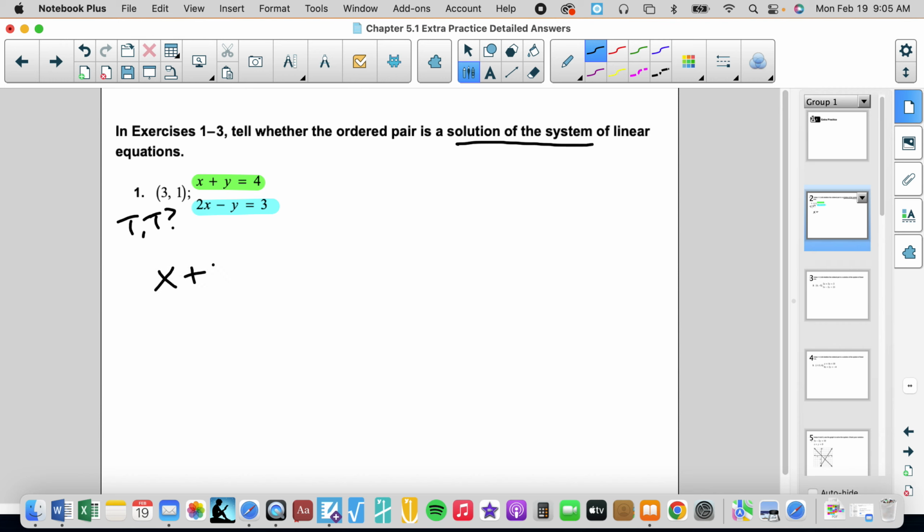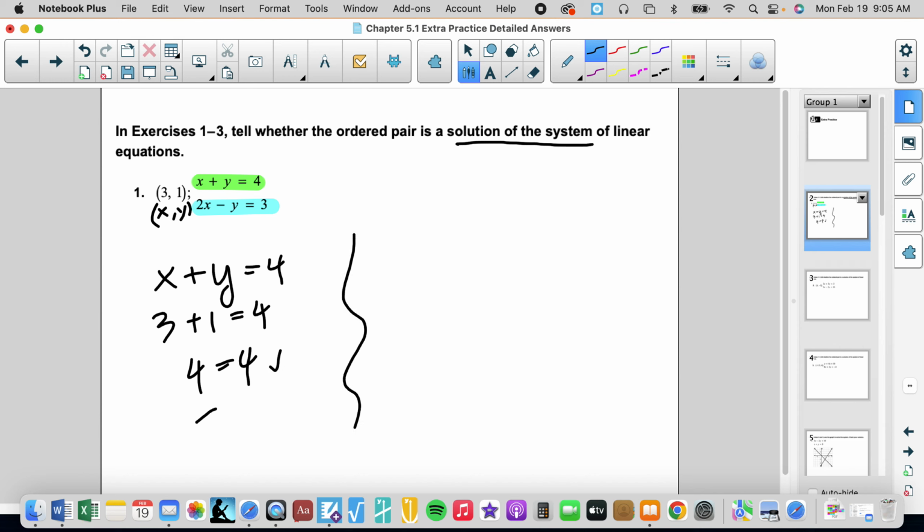So we're going to take the first equation. We know that this coordinate is written x comma y. We're going to take the x value, substitute it in, the y value, substitute it in, and then we're going to simplify the left side. We're not going to move things over across the equal sign. We're going to simplify the left side, simplify the right side, and we get true. So this point is a solution to this green equation.